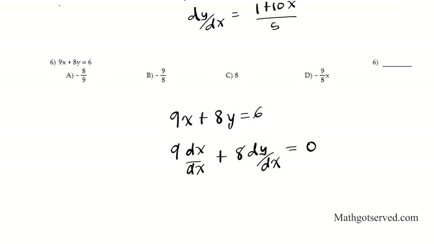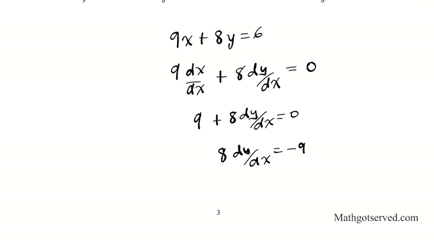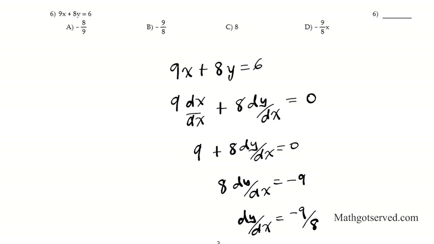Okay? Now the goal is to isolate dy/dx. So, reduce this first. We have 9 plus 8 dy/dx equals 0. So to get dy/dx by itself, I'll subtract 9 from both sides. So I'll have 8 dy/dx equals negative 9. Divide both sides by 8, and then we'll have dy/dx equals negative 9 over 8. And there goes your final answer. And that is option letter B.